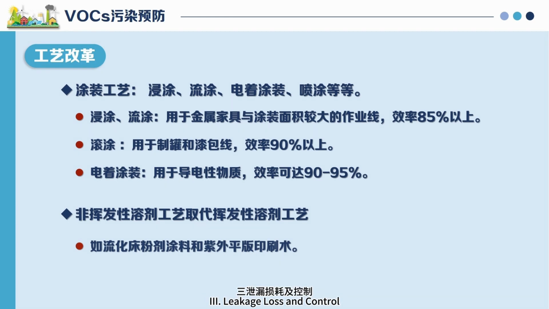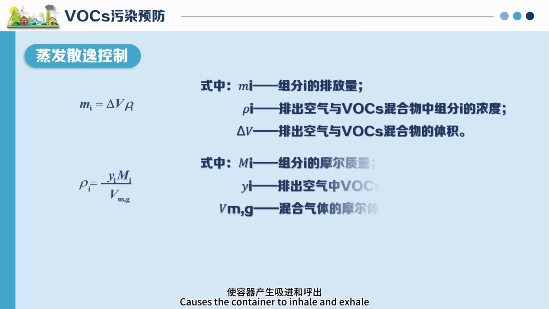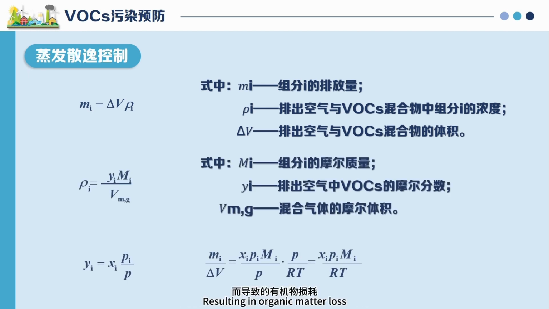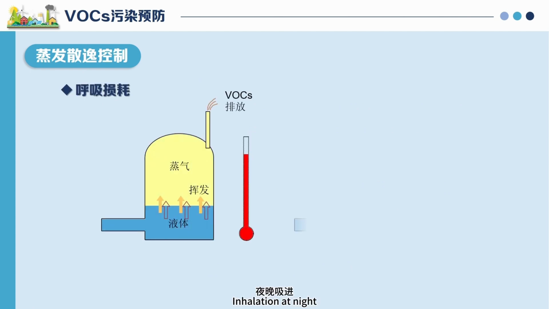3. Leakage loss and control: breathing and emptying loss, first filling loss, and operational loss. When VOC solution is filled into a container, or when exported from a container, due to changes in temperature and air pressure, VOC gas overflows. VOC emissions caused by breathing and emptying can be calculated as follows. Respiratory loss: temperature variation causes the container to inhale and exhale, resulting in organic matter loss. Exhale during the day, inhalation at night.